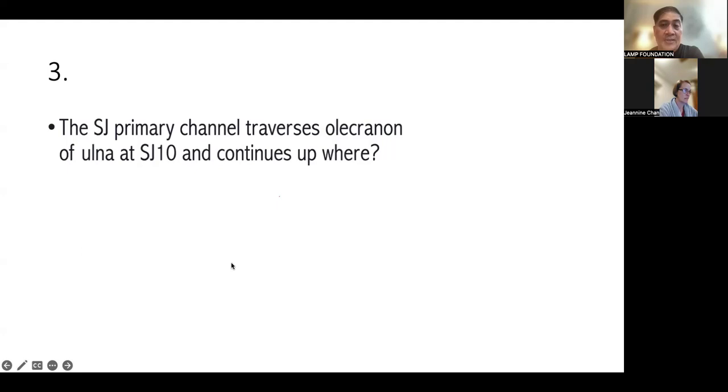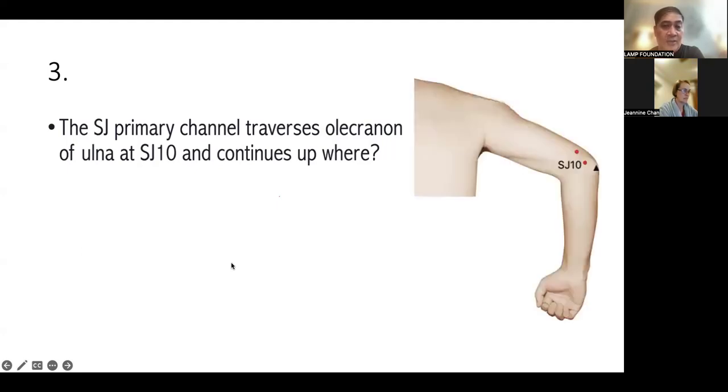At the shoulder, it intersects with the small intestine channel at SI-12. Did you know that SI-12 is a very important point? If you know where SI-11 is, SI-12 is above it, in the suprascapular area. When it's tender, you need to needle it. It's so good, especially for shoulder pain. Promise.